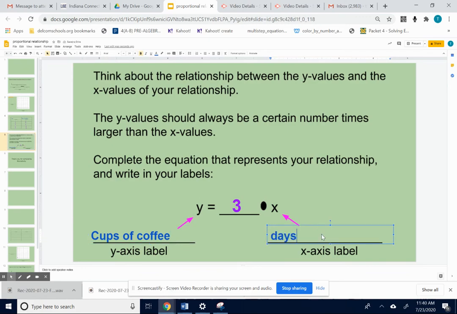Because I want you to think about this. This equation is telling us that the number of cups of coffee, y, are always equal to 3 times the number of days that have gone by. Y equals 3 times x.